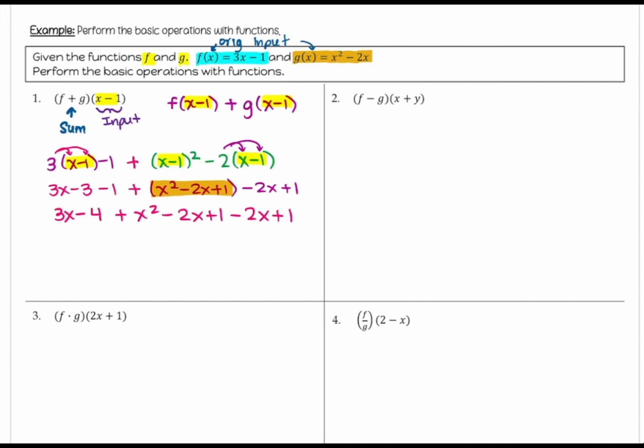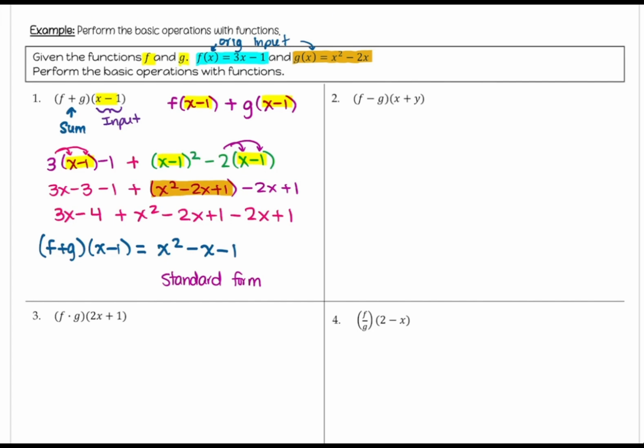And finally, when we combine like terms, we would get x squared minus x minus 1. Here, what we do want to do is write our answer in standard form. So what does that mean? That means that we're writing the highest exponent first and in decreasing order. All right, let's try number 2.